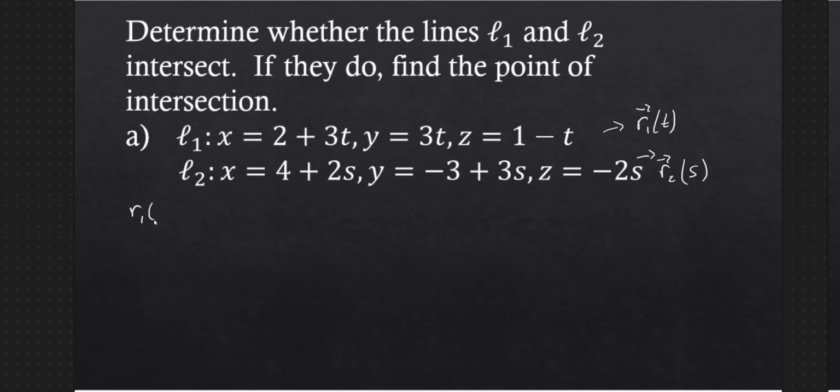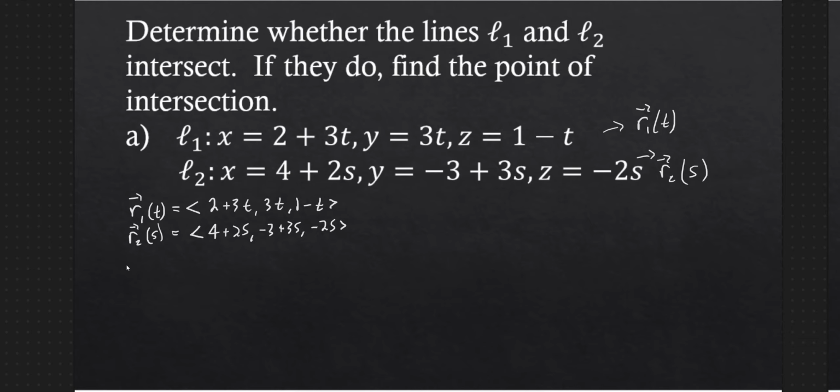So R1 of t, going from parametric to vector equation, will be 2 plus 3t in the x, just 3t in the y, and then 1 minus t in the z direction. My R2 of s gives me 4 plus 2s, minus 3 plus 3s, and then just negative 2s.